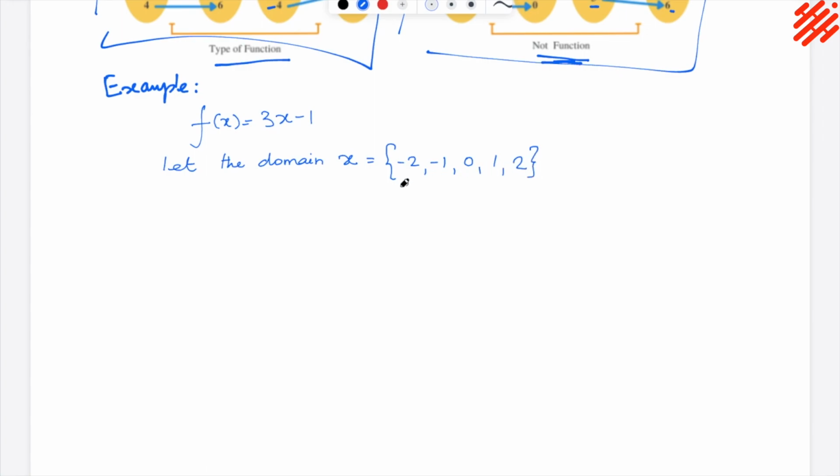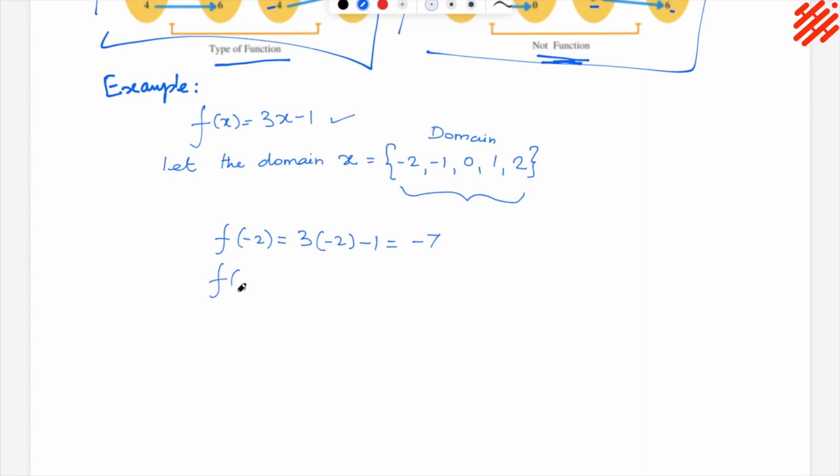So this is the set of input values. This is the domain. First we will substitute -2 in this equation: f of -2 equals 3 times -2 minus 1, which equals -7.